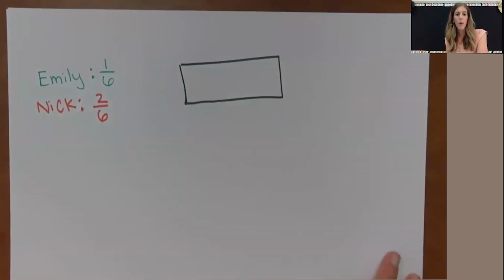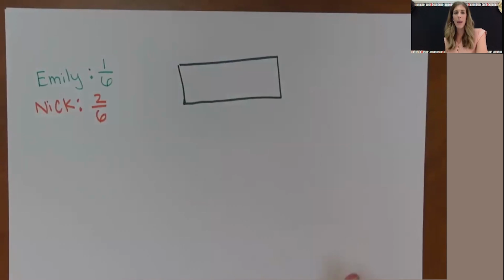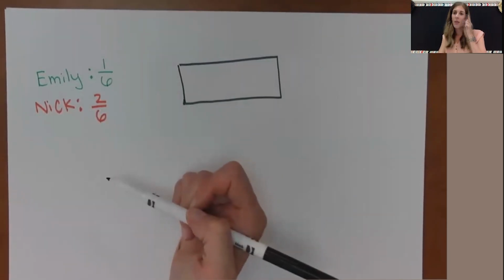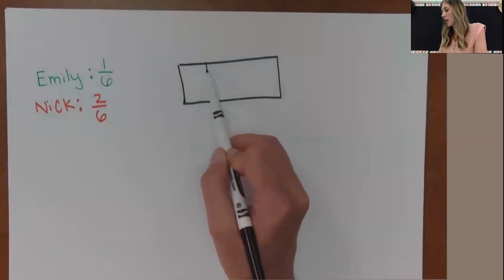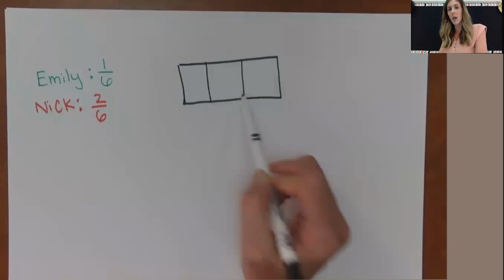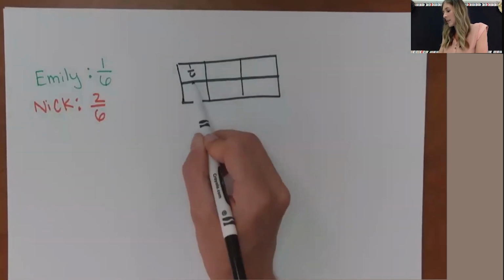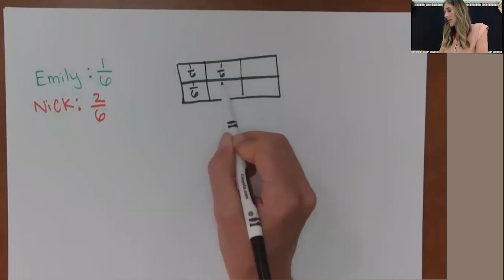How many equal parts do I need to divide my bag of carrots up into? Correct, 6. Because both of these fractions have a denominator of 6, it tells me that they're thinking about this bag of carrots broken up into 6 equal parts. So I can split it into thirds and then split that in half so that I have 6 1/6 sections.